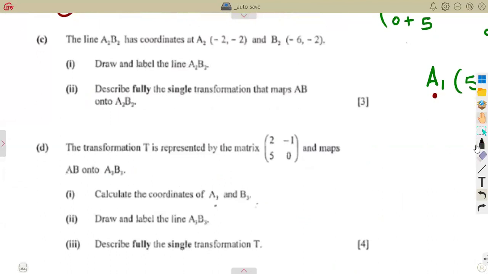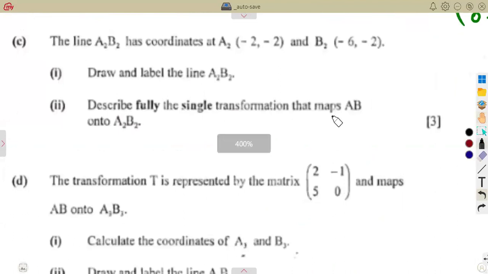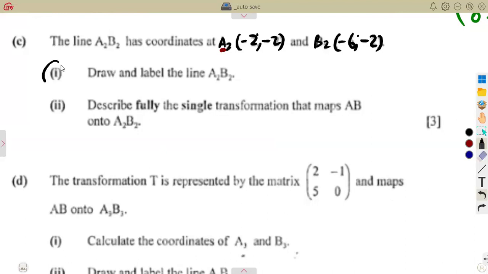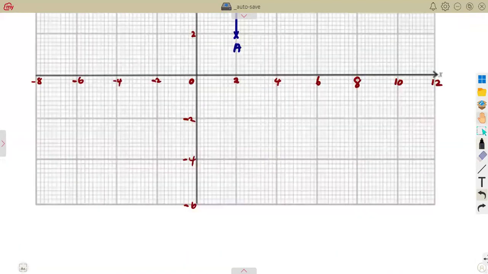Then here we are given that this line A2, B2 has got coordinates. So we're given the coordinates A2, -2, -2. So there we have got -2 versus -2. And this is B2, -6, -2. So we are going to mark these coordinates. We are asked to draw and label A2, B2. That is going to mark the points. -2 versus -2. That is the first part.